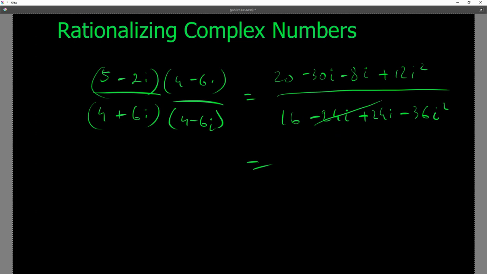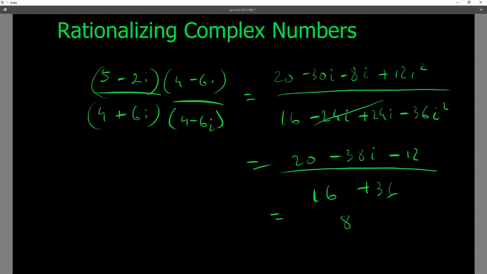All right, so these cancel. So on top I have 20 minus 38i, and then i squared is negative, so I have negative 12. Here I have 16. i squared is negative, that becomes positive 36. And you combine these two, I have 20 minus 12 is 8. Wait, minus 38i. And the bottom I have 40, 52.